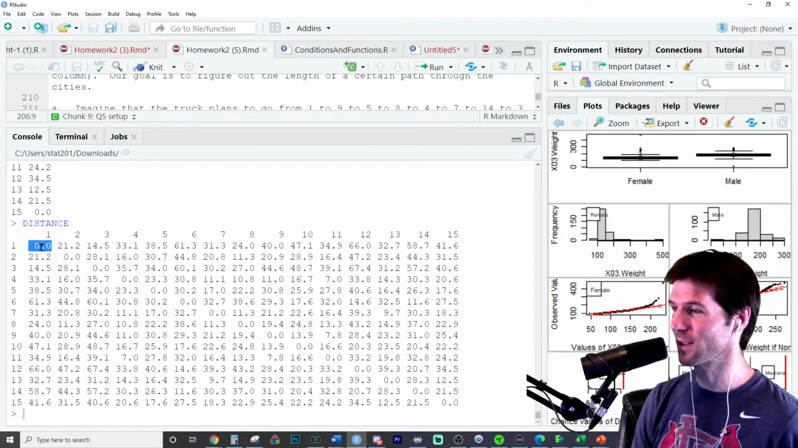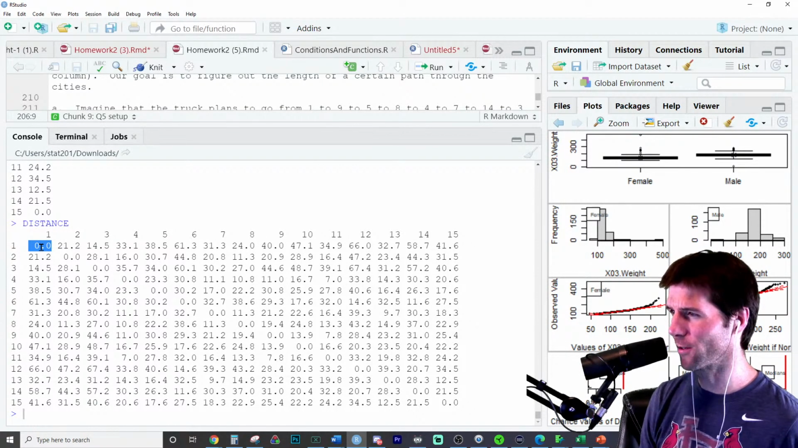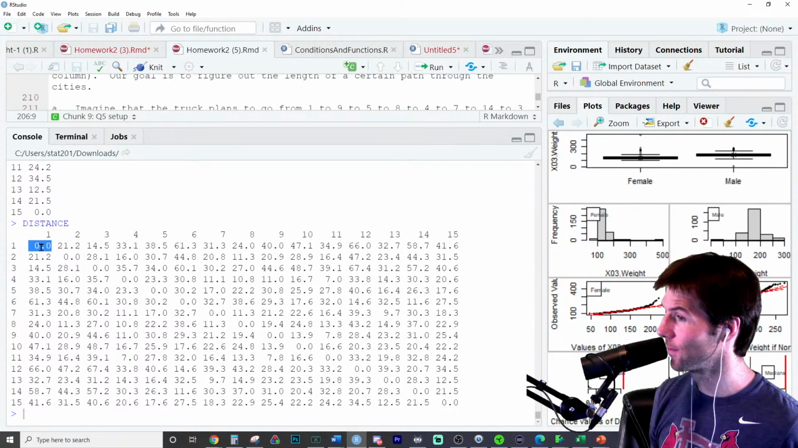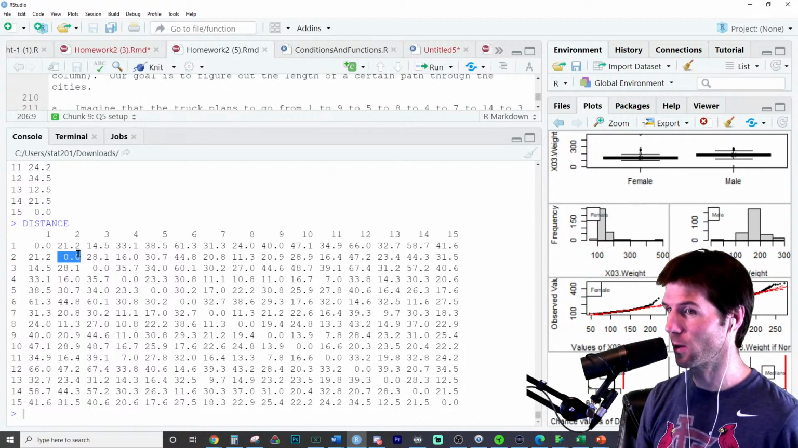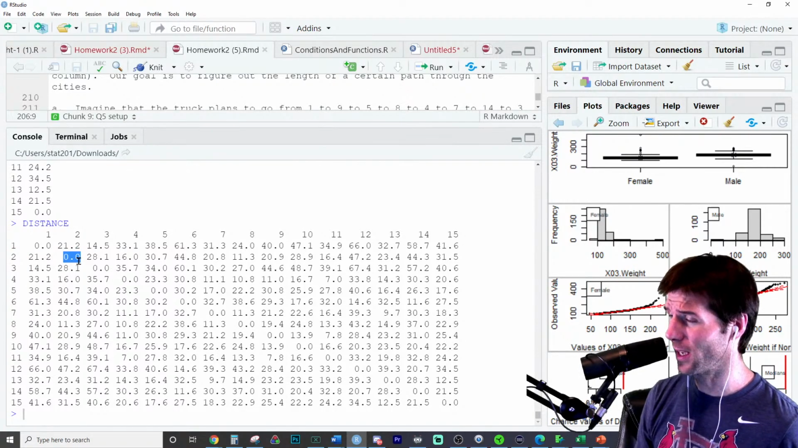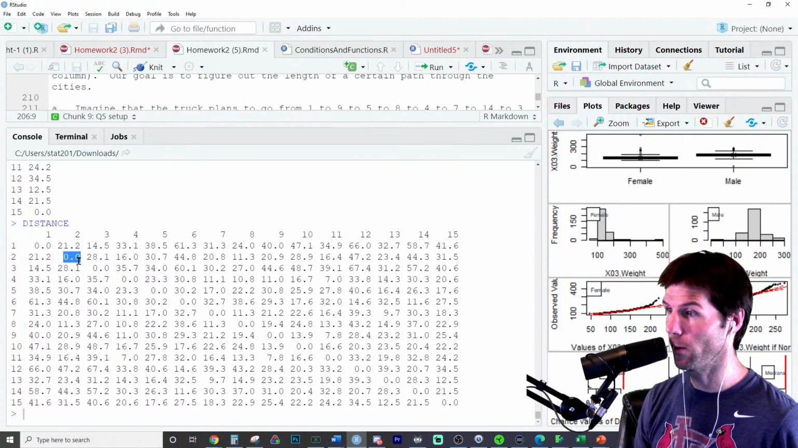Why does this have a distance of 0? What are we seeing right here? You have to know what you're looking at. This is the distance from Gatlinburg to Gatlinburg. If you look at the assignment right here and the distance is 0, why is the distance 0?